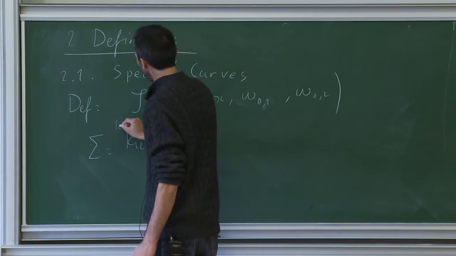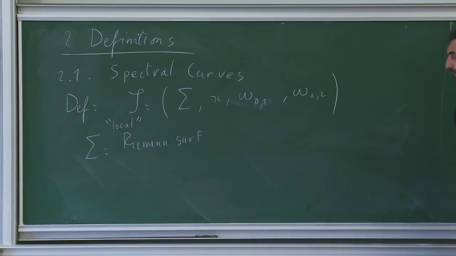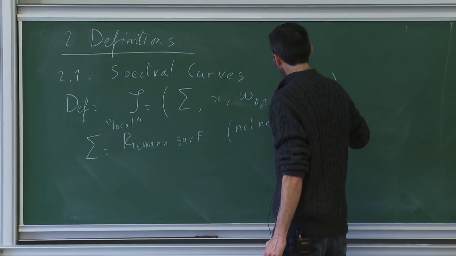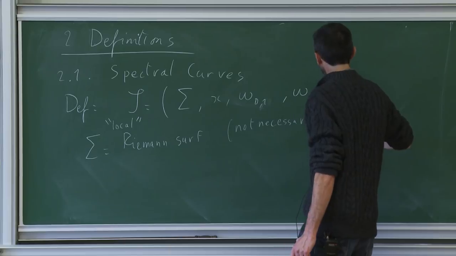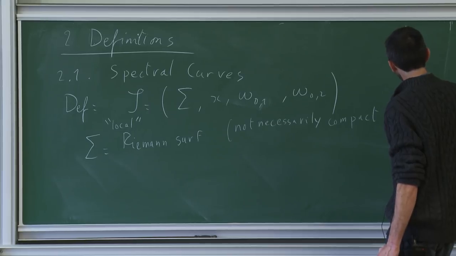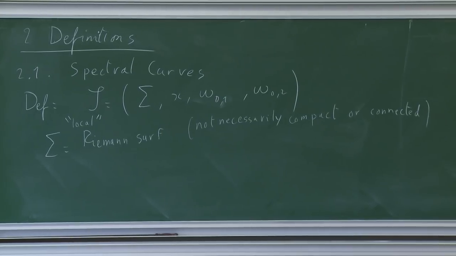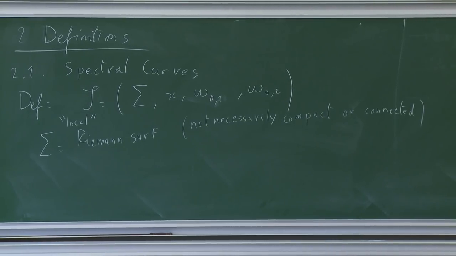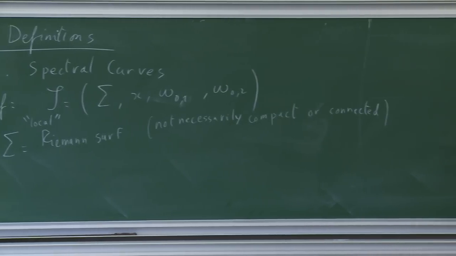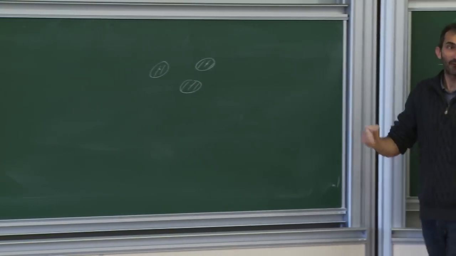What people like to call a local Riemann surface means that it does not need to be connected or compact. Typically all that is needed is that it contains some vicinities of branch points. So it can be just a union of small disks that contains the branch points.